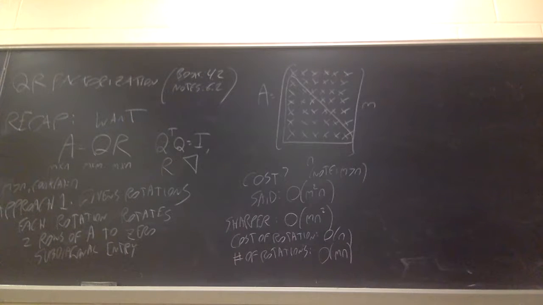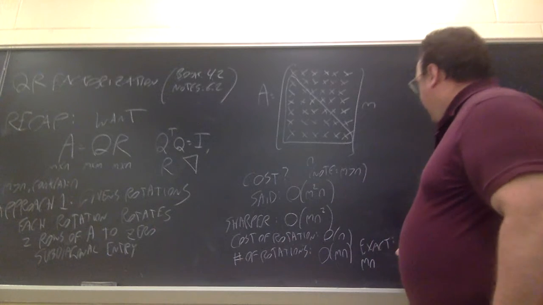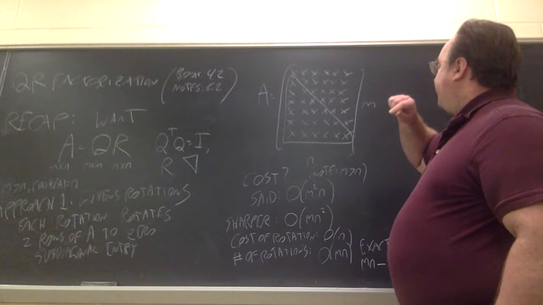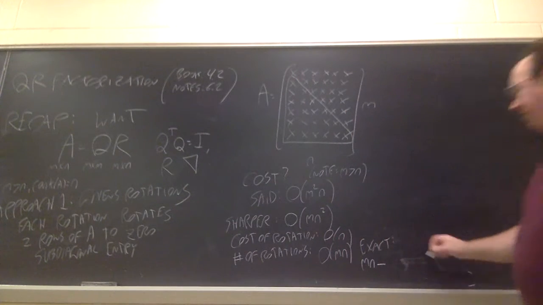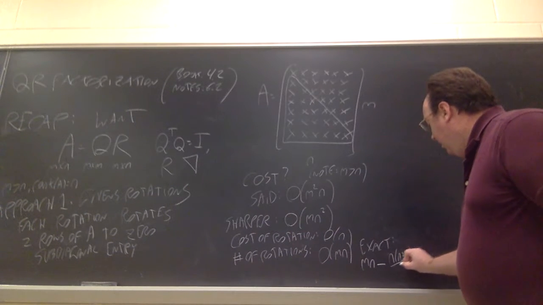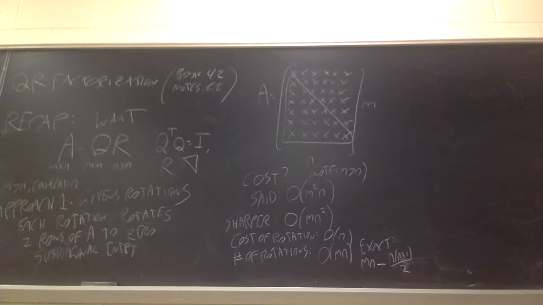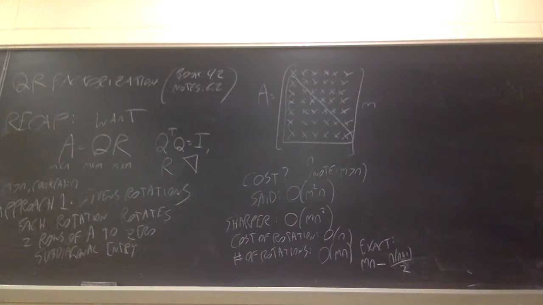All right. We can say exactly how many rotations are required in this case, because it's mn minus, and then you're going to subtract off 1, 2, 3, 4, 5, all the way up to n. And we know what that is. It's n times n plus 1 over 2. So that is the exact number of rotations that are needed. Okay. So yeah, I realized after class, I was like, oh, I goofed in saying this a bit. So there you go.